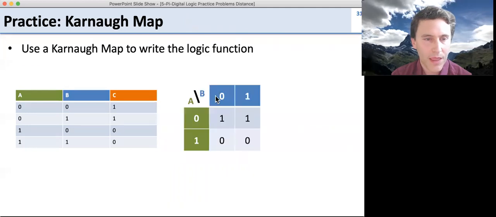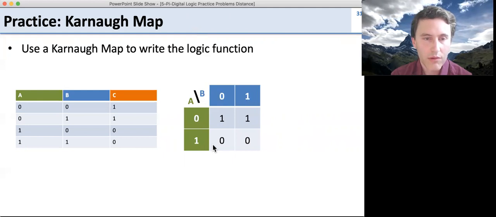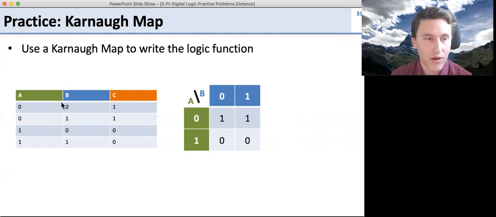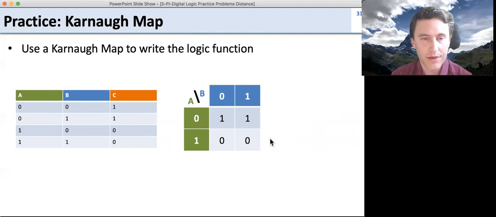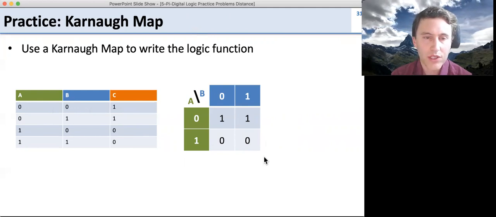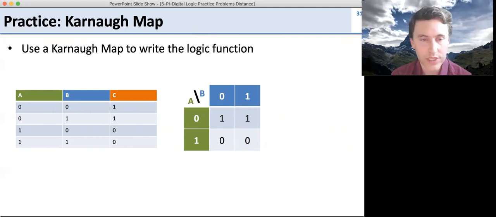Okay, how do we do this? So remember Karnaugh map, we put the inputs across the top and bottom. So here's B, 0, 1, and here's A, 0, 1. Now we fill it in. So B and A are both 0. So here's B and A both 0. We fill in a 1. And so we read off the table and we fill it in. Now the next step with the Karnaugh map is to circle the largest power of 2 set that we can.